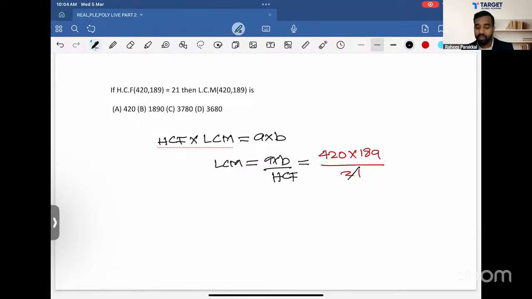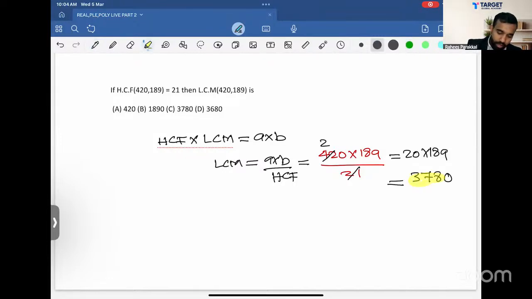420 is divisible by 21, so we can take this 2. So 20 into 189. 2 into 189 is 378. Take the 0, so the answer would be 3,780. Clear? 3,780 is the correct answer for this. So we are moving to the next question.